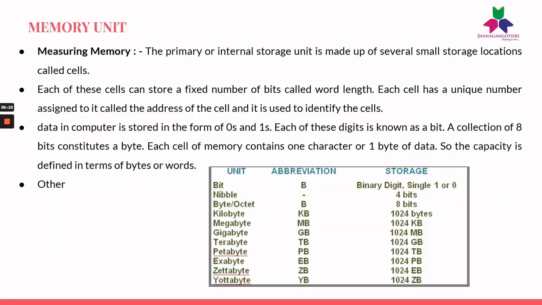Moving on to the next slide. Measuring memory. So what is measuring memory? The primary or internal storage unit is made up of several small storage locations called cells. It is the basic unit. Each of these cells can store a fixed number of bits, which we call the word length. Each cell has a unique number assigned to it, as mentioned earlier, called the address of that particular cell, which is used to identify the cell.